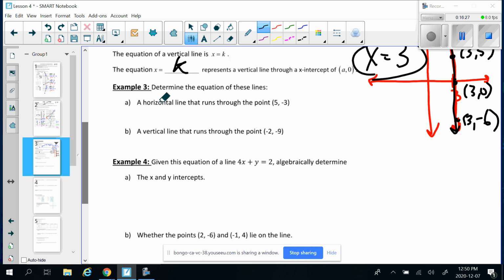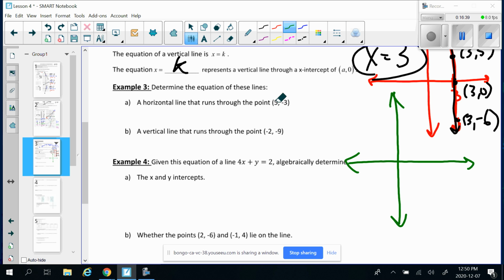So here's an example. It says, can we determine the equation of these lines? A horizontal line that runs through this point. And I'll tell you right now, you are going to see examples like this on your quiz. And the best way to do this is to draw a sketch. So can I run a horizontal line that runs through the point 5, -3? So 5, and then down 1, 2, 3. So this is the point 5, -3. And I'm trying to run a horizontal line through this point. So like this.